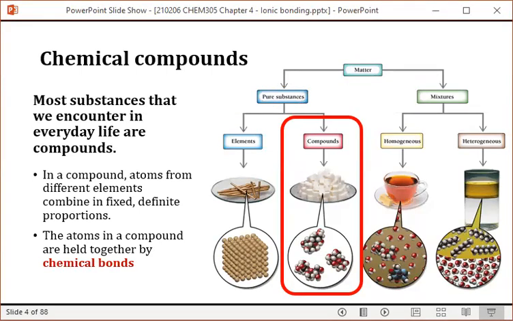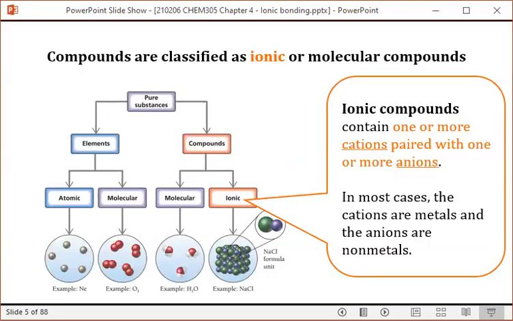So Chapters 4 and 5 are going to be focused on compounds, with Chapter 4 being focused primarily on ionic compounds. And then in Chapter 5, we'll talk about what are called molecular or covalent compounds in more detail. Compounds are classified as ionic or molecular compounds.